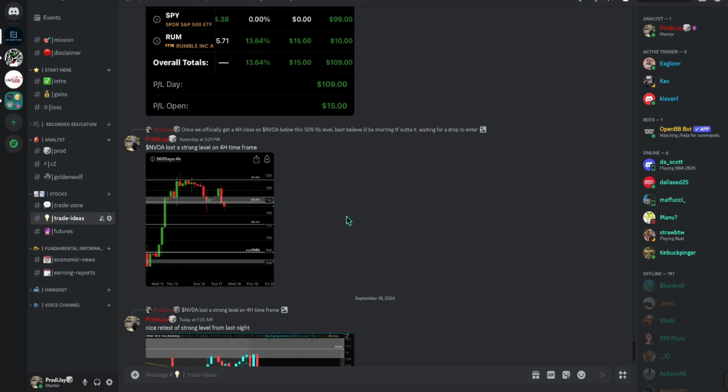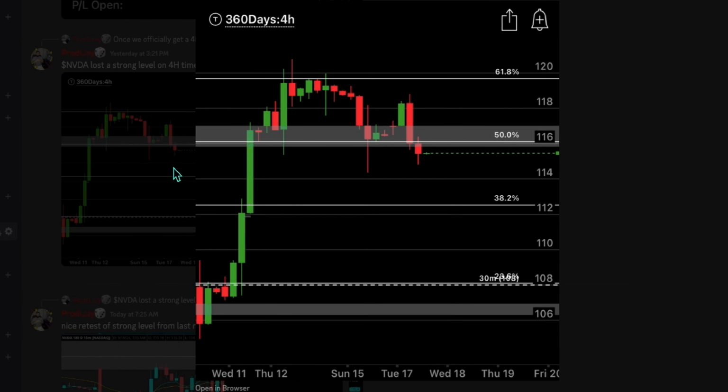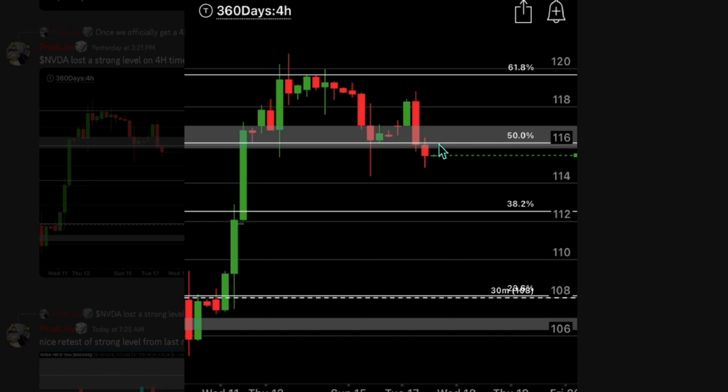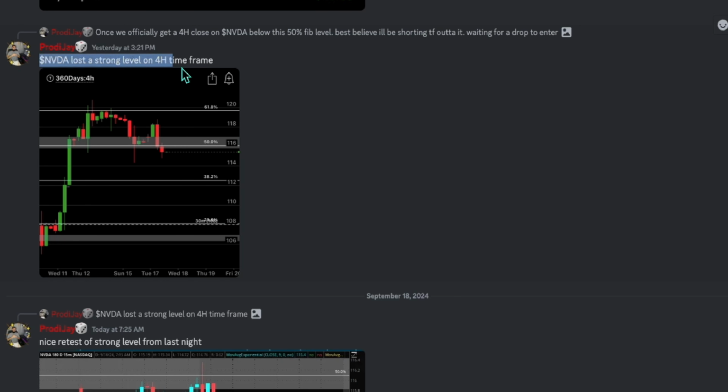Now, a day later, guys, a day later, Nvidia loses that level on the 4-hour time frame, the time frame that I was watching, with a strong bearish engulfing, breaks below the 50% Fibonacci retracement level that I was just talking about. And I said Nvidia lost a really strong level on the 4-hour time frame.